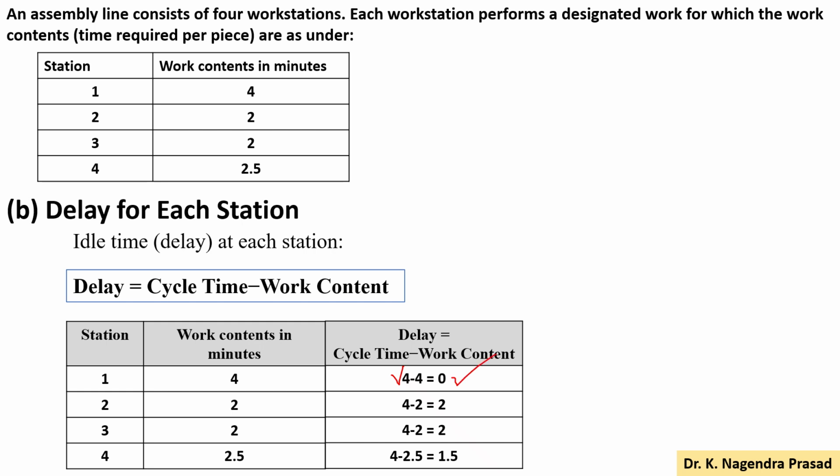Similarly, for the second workstation, cycle time is 4 and work content is 2, so delay time is 2 minutes. For the third station, cycle time is 4 and work content is 2, so delay time is 2 minutes. Similarly, for the fourth station, cycle time is 4 and work content is 2.5, so delay is 1.5 minutes.